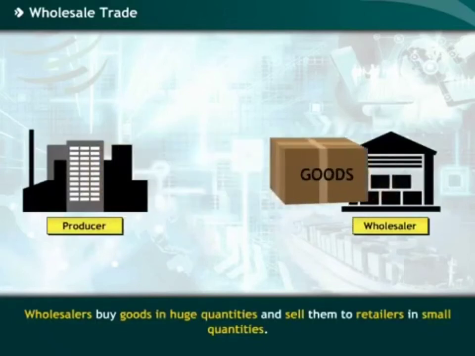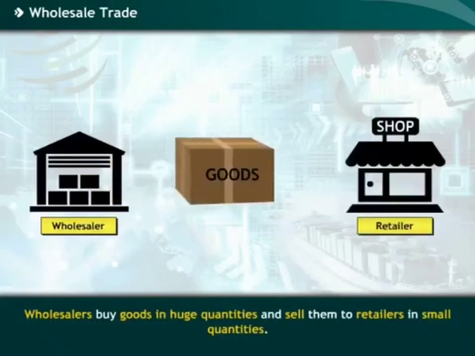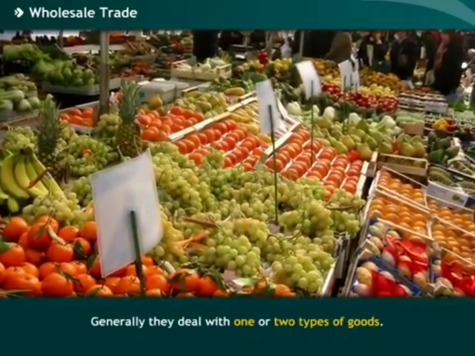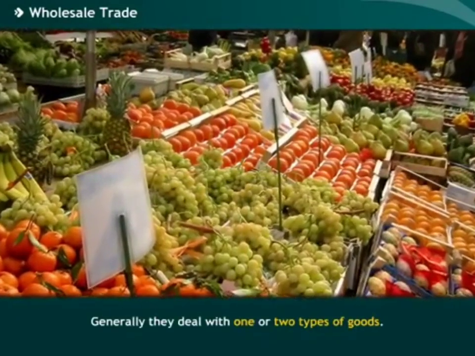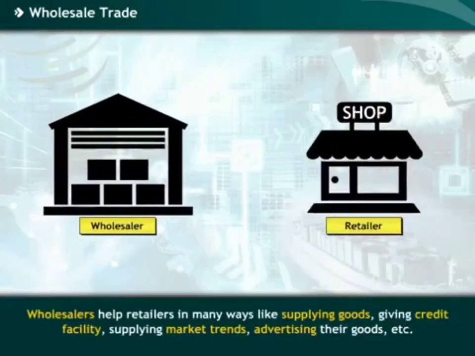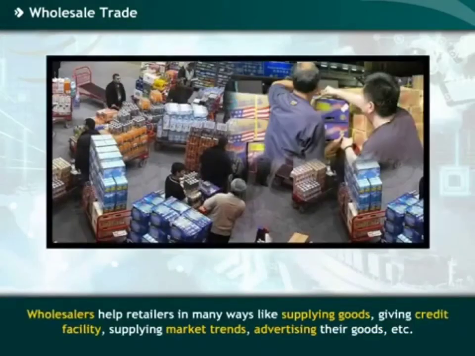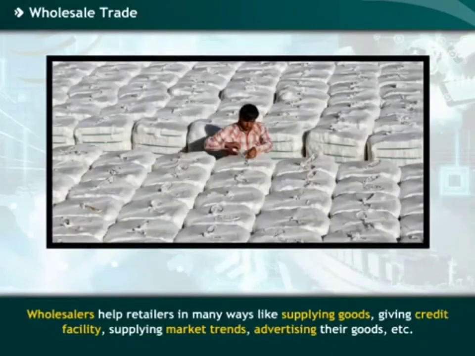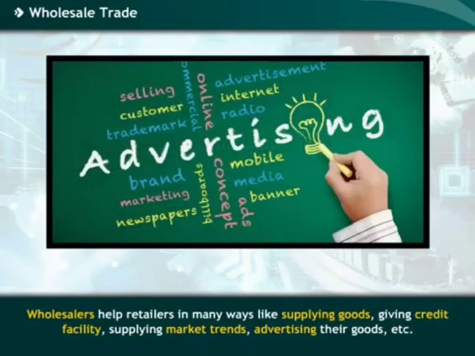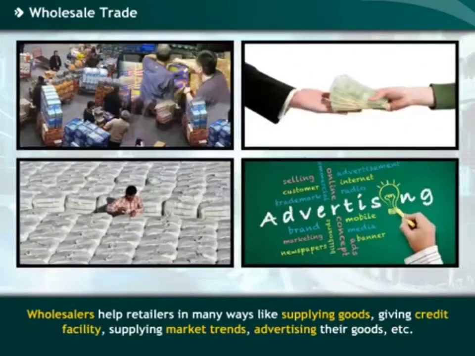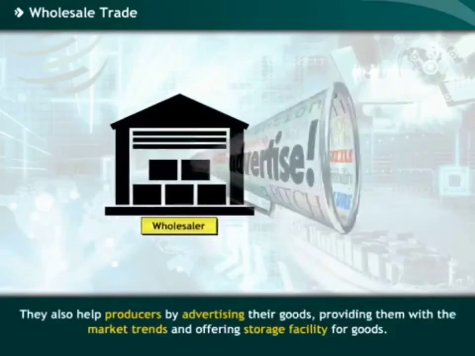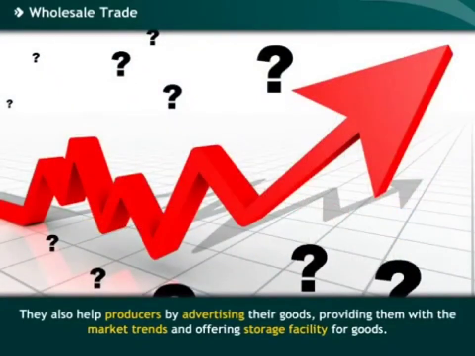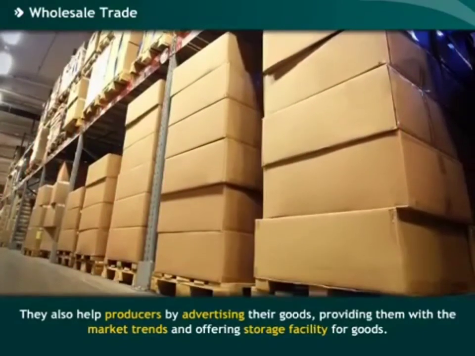Wholesalers buy goods in huge quantities and sell them to retailers in small quantities. Generally, they deal with one or two types of goods. Wholesalers help retailers in many ways, like supplying goods, giving credit facility, supplying market trends, advertising their goods, etc. They also help producers by advertising their goods, providing them with the market trends and offering storage facility for goods.